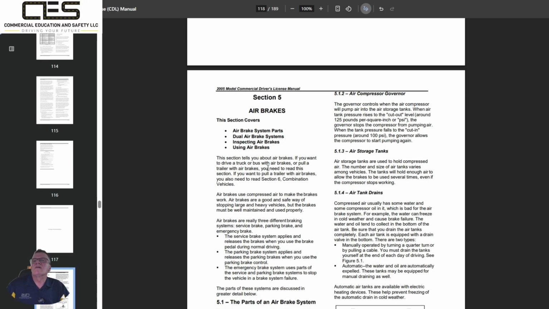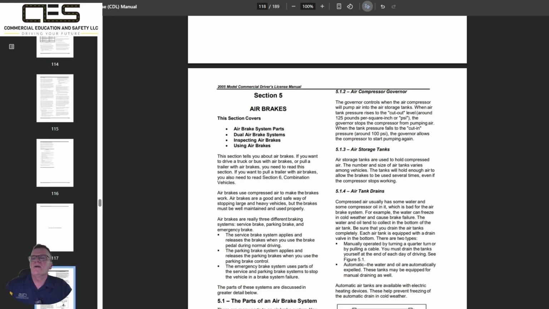So the governor controls when the air compressor will pump air into the air storage tanks. When air tank pressure rises to the cut-out level around 125 pounds per square inch, the governor stops the compressor from pumping air. When the air tank pressure falls below the cut-in pressure around 100, the governor allows the compressor to start pumping again.